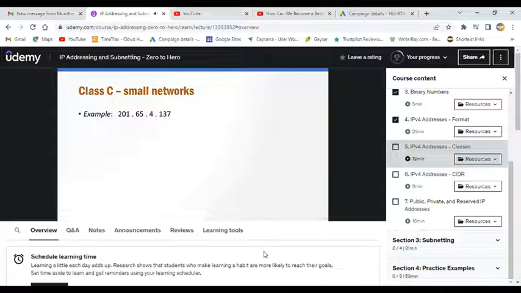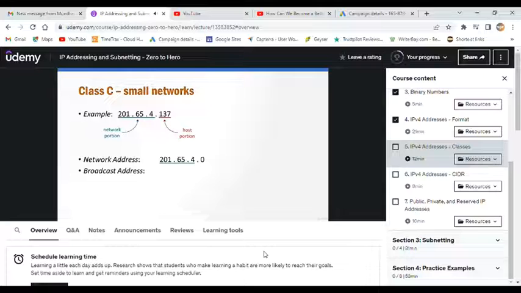So here we have 201.65.4.137. Here, the first three octets represent the network portion, and only the last octet represents the host portion. As in the previous examples, we're going to determine the network address, and we'll get the network address by copying the network portion, 201.65.4, and then in the host portion, we're going to put 0. So that is our network address for this example.